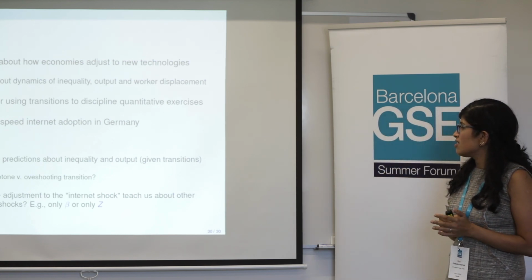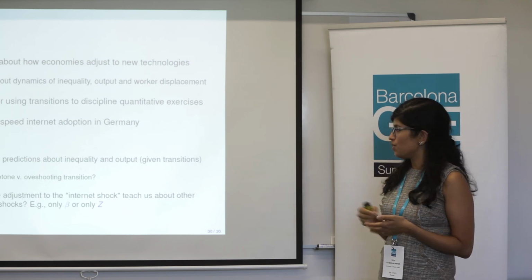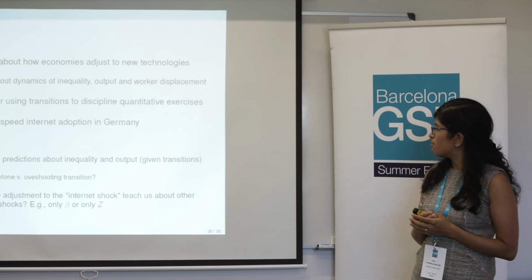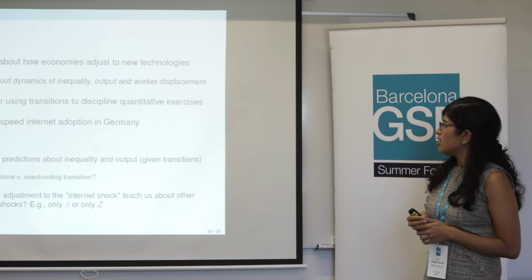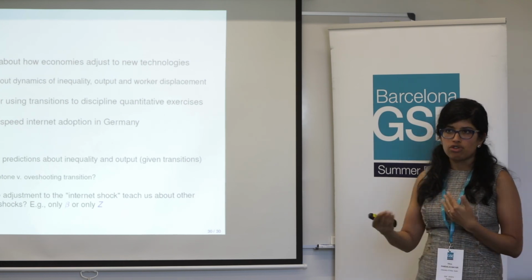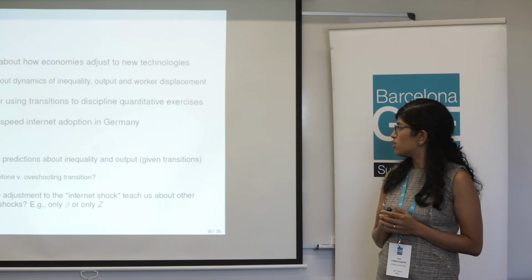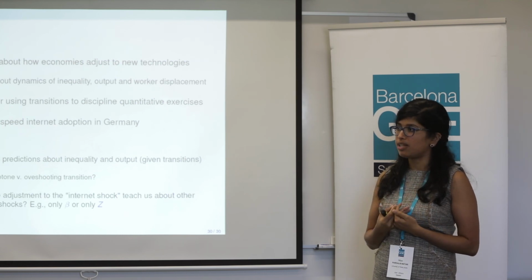And our application is a nice quasi-random internet shock, which we think is a good fit for what we want to do here. And so we're hoping that we'll be able to make long-run predictions about inequality and output given what we see in the transitions, and say whether we're in a monotone or an overshooting case. So that's what's going to come next. And then obviously we can think about what the shock teaches us about other technological shocks and how the economy might adjust.